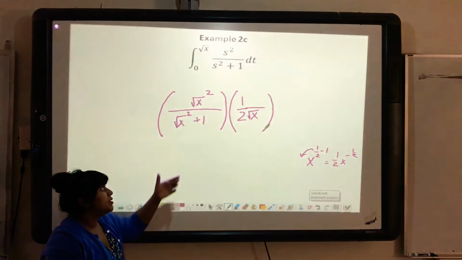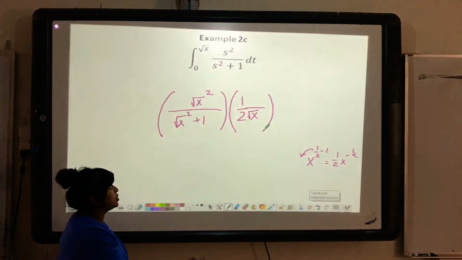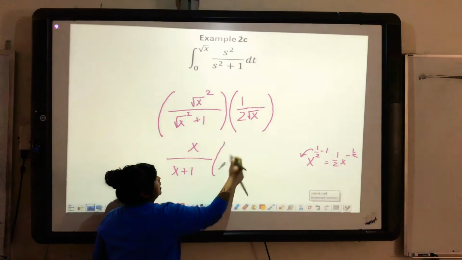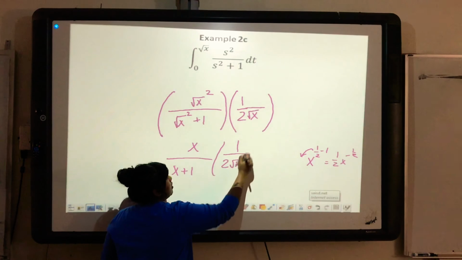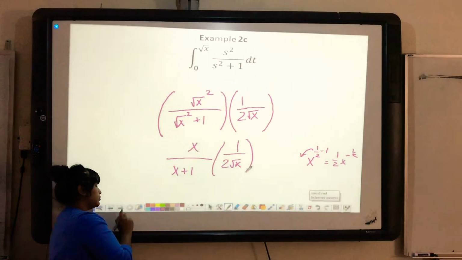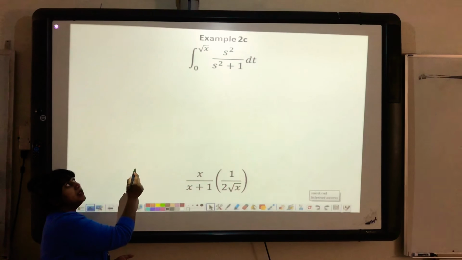Okay? Not 100% done. If I square a square root, what happens? Well, those just cancel out, so this becomes x over x plus 1 times 1 over 2 square roots of x. I'm going to double check that answer. There it is. We did it correctly.